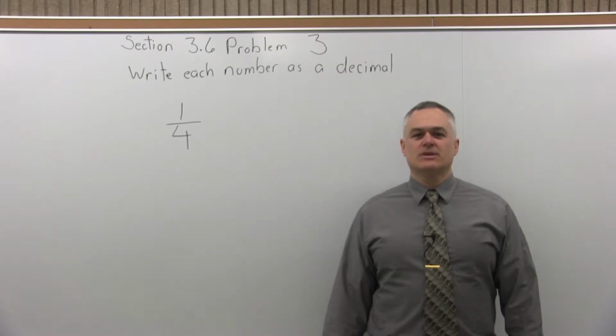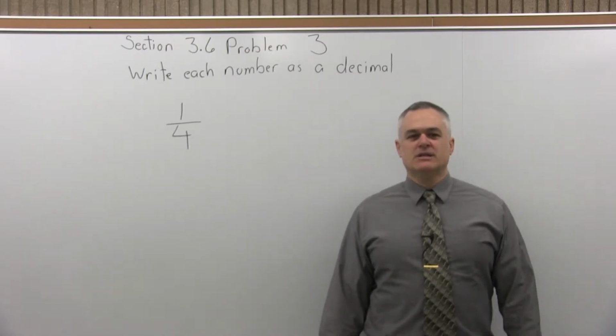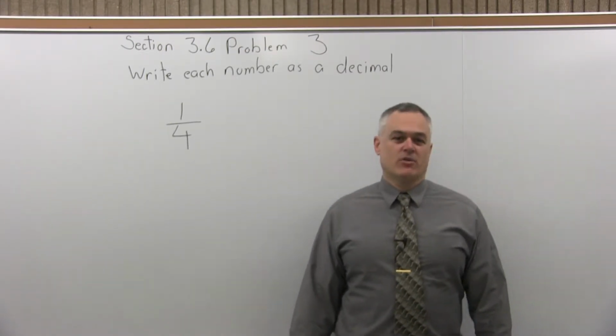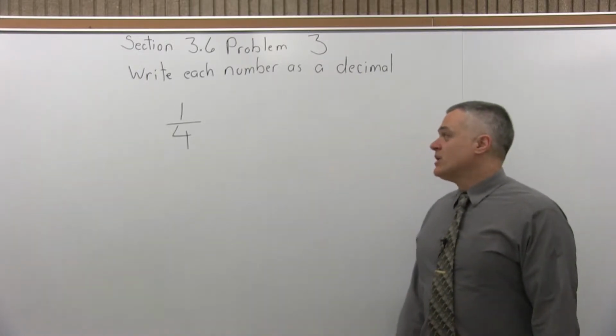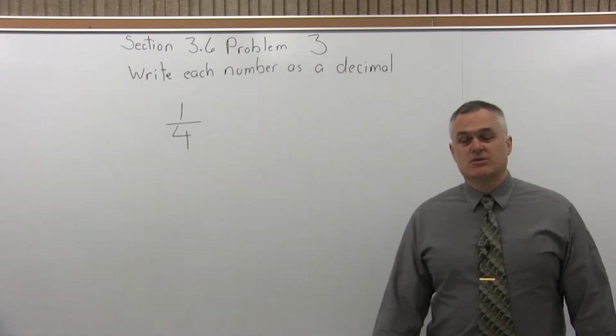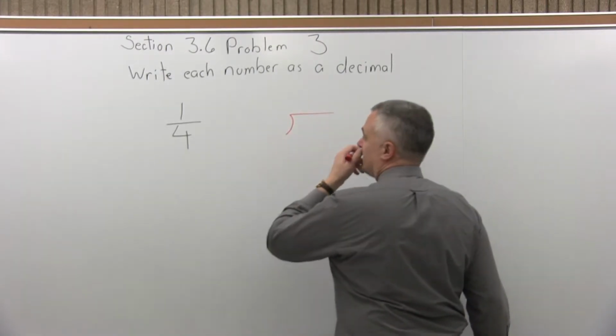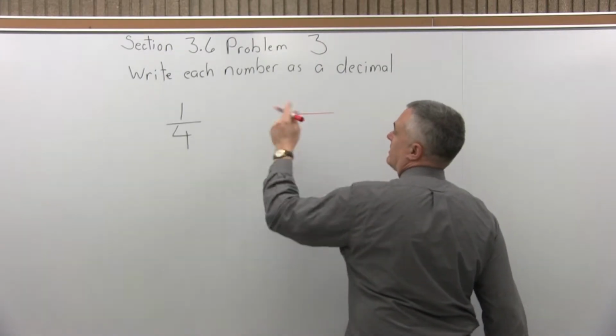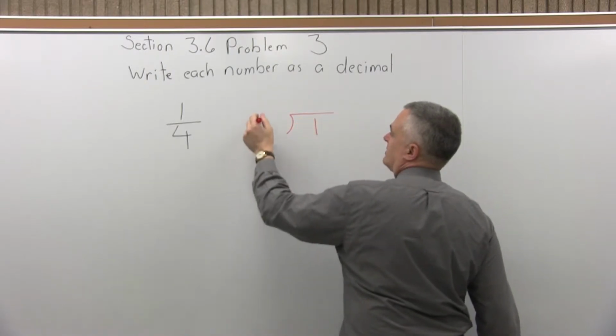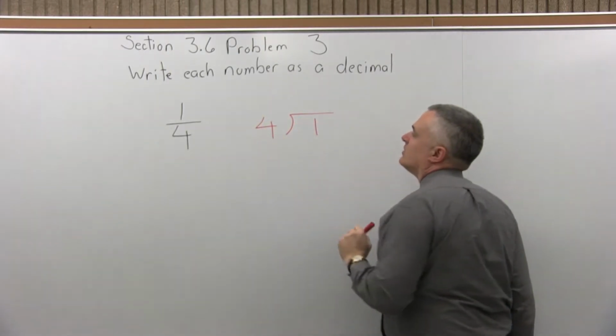This is Section 3.6, Problem 3. It says write the number as a decimal, and we have 1/4. To convert any fraction to a decimal, you turn it into a division problem. So I will write the division symbol. The numerator goes under the division symbol, and the denominator will go in front of it.